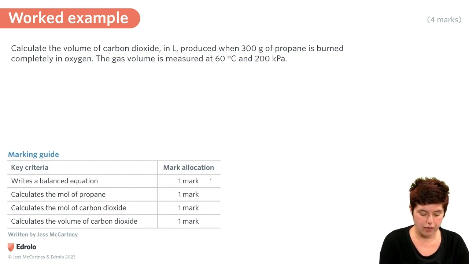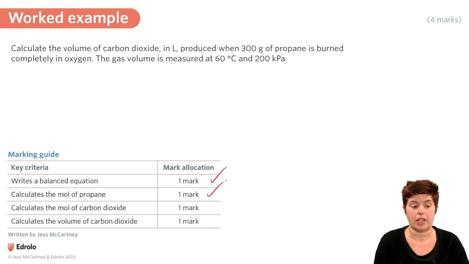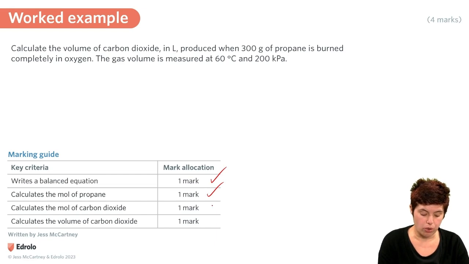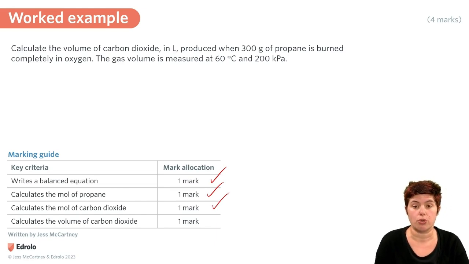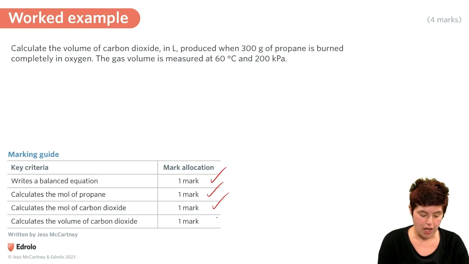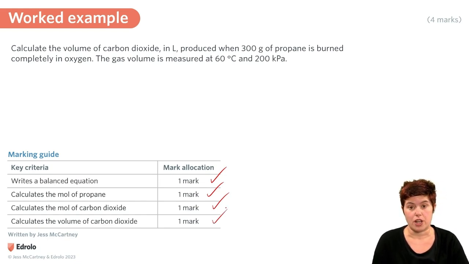The marking guide is similar to before. You have 1 mark for balancing the equation correctly, 1 mark for calculating the mole of the propane, which is your known, 1 mark for calculating the mole of carbon dioxide using your ratio, and 1 mark for calculating the volume of carbon dioxide that the question has asked you to do.